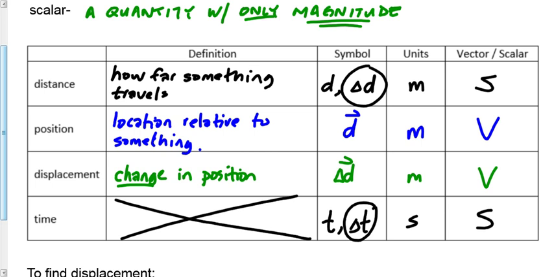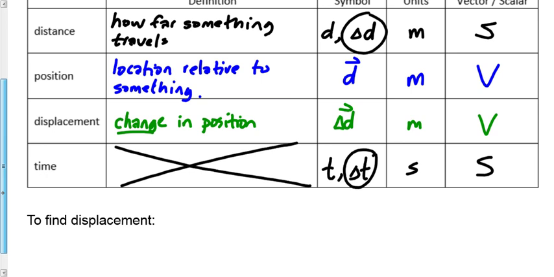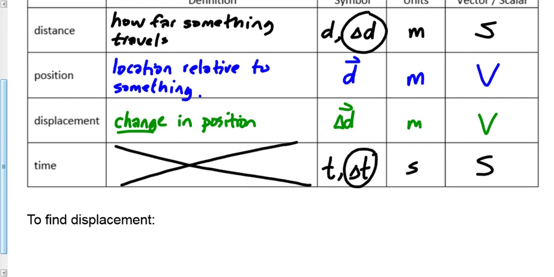Now, I'm going to show you two quick ways of finding displacement. We'll do a couple quick examples, and then that'll be it for us. Give you some questions to work on. That'll be it for us for the day, for the week.